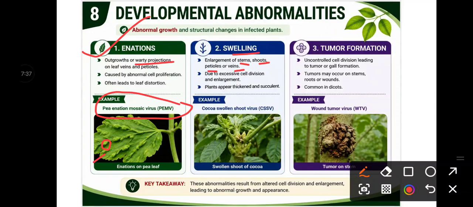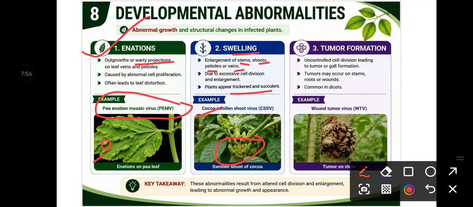Excessive cell enlargement is hypertrophy. So the plant will appear thickened and succulent. Example is cocoa swollen shoot virus, which produces swollen shoot on the cocoa plant.